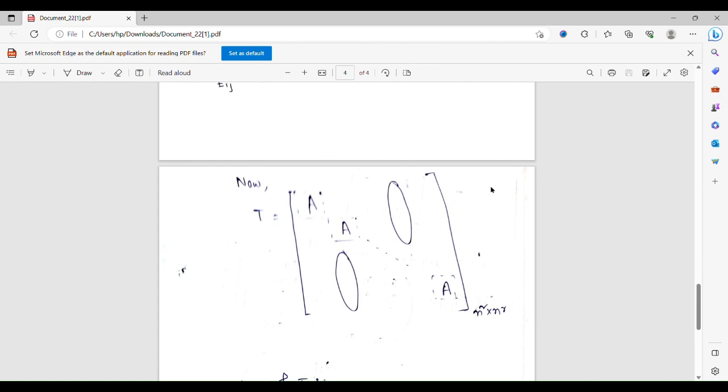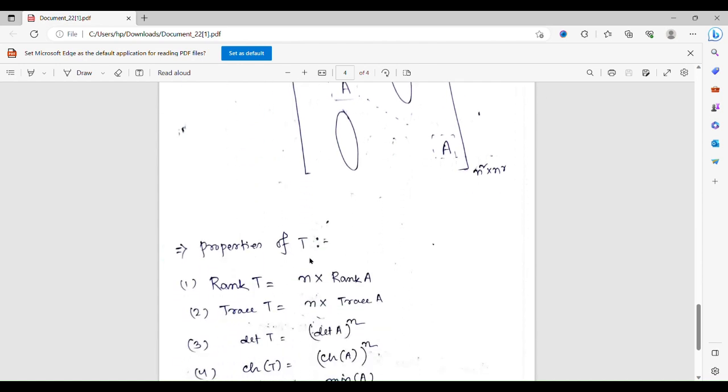Okay, thank you. I hope you can understand it easily. So these are the properties of this interesting linear operator.